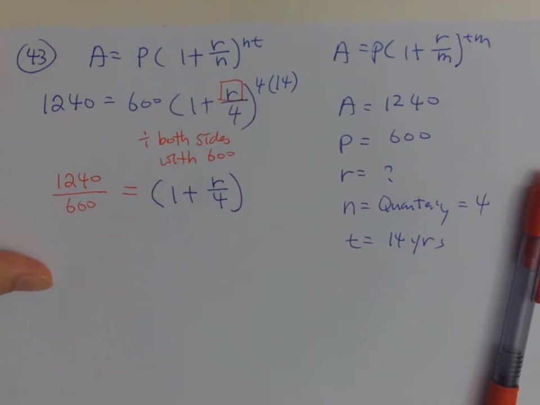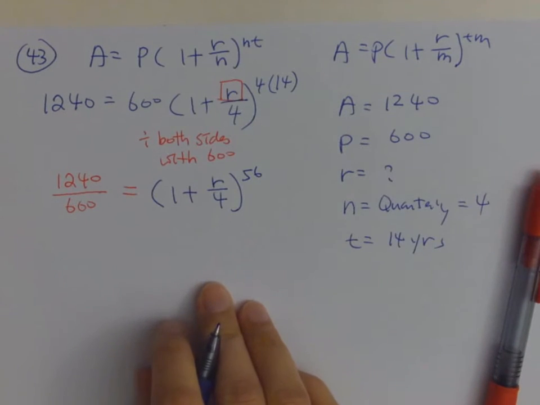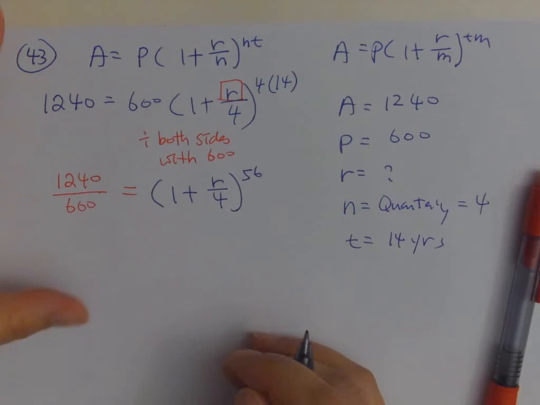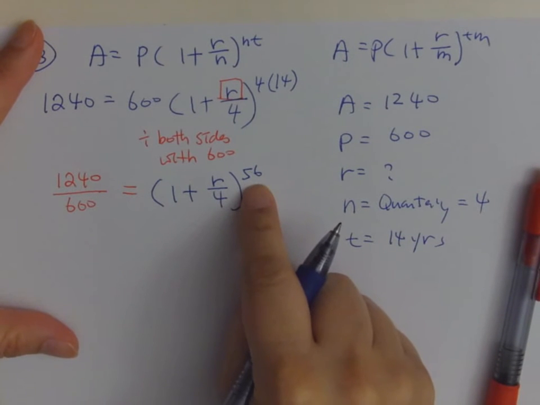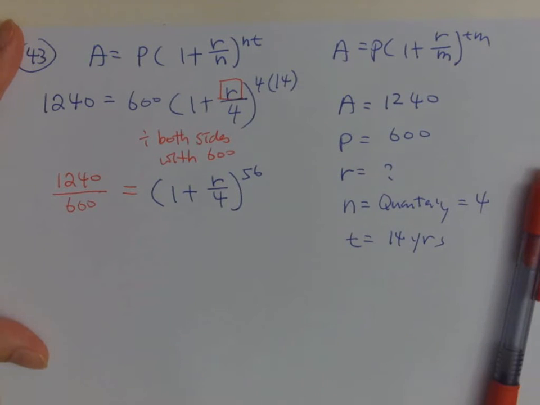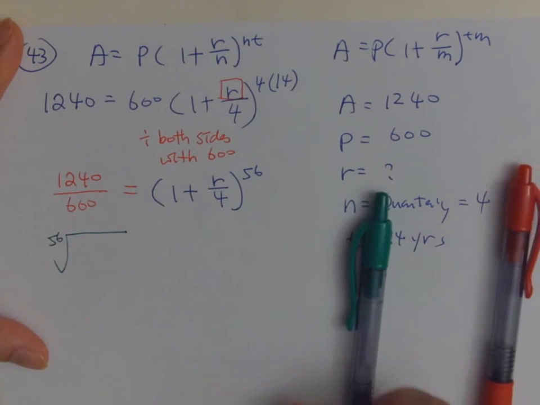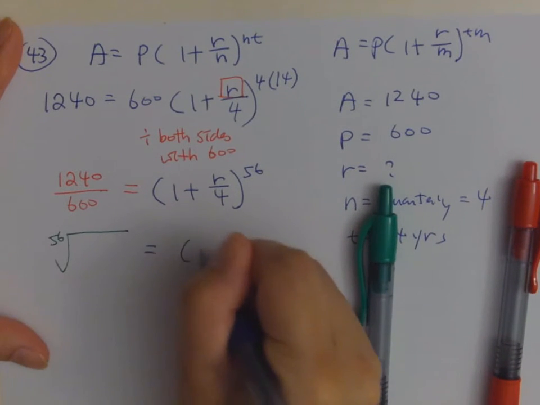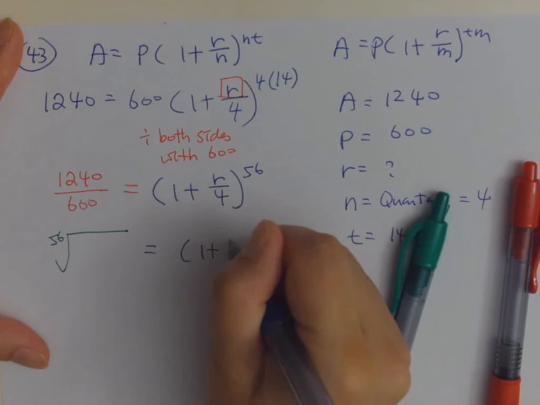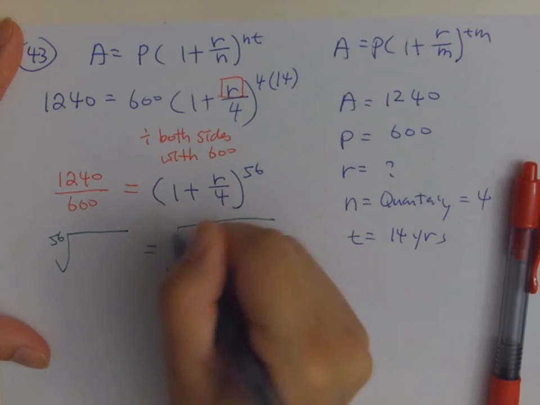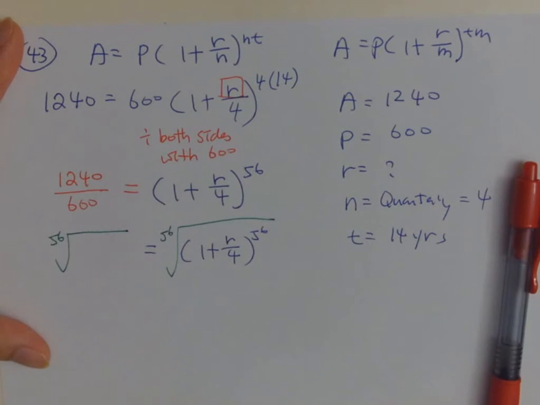4 times 14 is what? 56. Okay. Alright, so again, we are solving for r. Things need to simplify on this side. Is there a way I can undo the 56 power? What is the opposite of 56 power? So hopefully you know it's going to be taking the 56th root. That's kind of weird, right? If it's squared, we take the square root, right? So similar concept. We have a 56 here, so I need to take the 56th root of both sides.